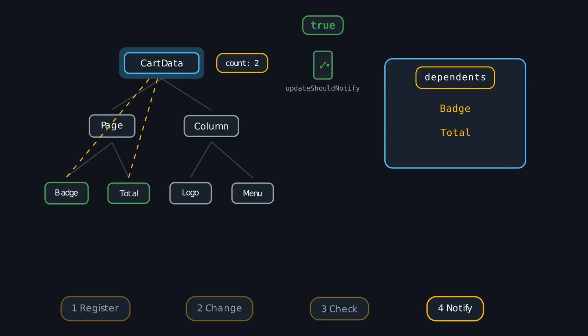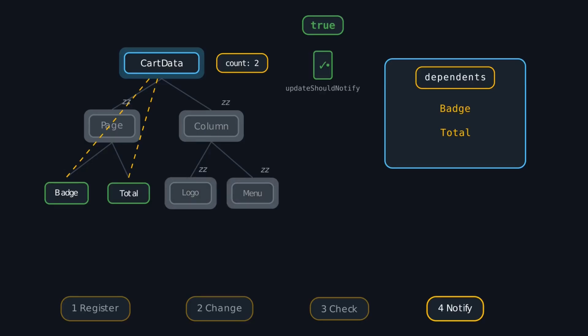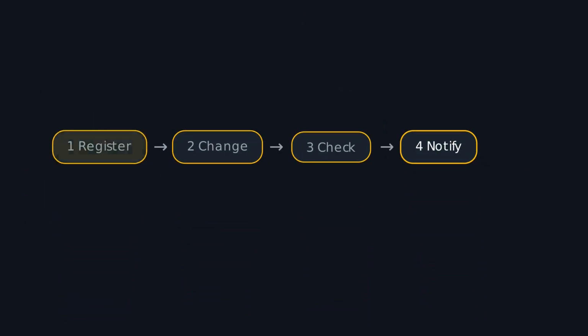Look at what doesn't happen. The widgets in the middle, untouched. Widgets that never subscribed, untouched. Out of 1,000 widgets, exactly the 2 that care get rebuilt. Register, change, check, notify. That's the entire working process, and it's why InheritedWidget is both convenient and fast.